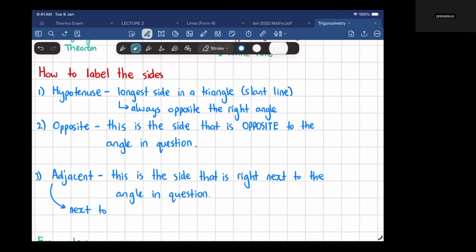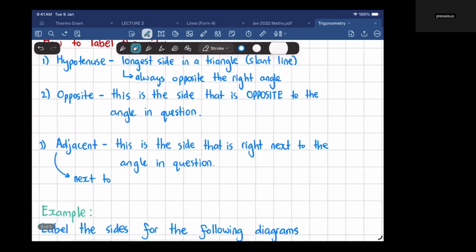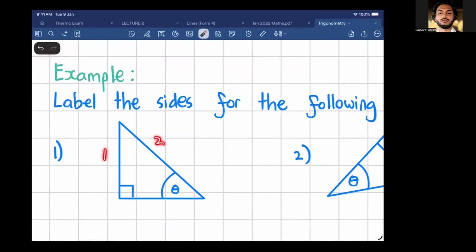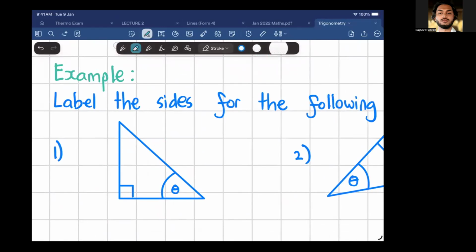Yes. The hypotenuse is the longest side in a triangle. It's the slant line, always opposite the right angle. All right, so Priscilla, Selma, which one would be the hypotenuse? 1, 2, or 3? 2. 2 will be the hypotenuse. Great. You start off good. All right, so this is the hypotenuse.